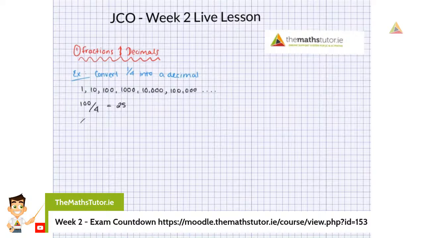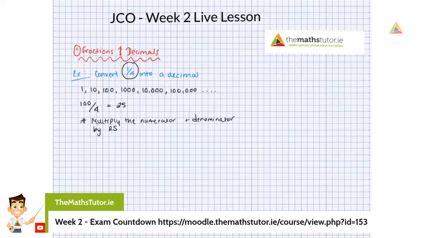So then what we need to do, and I'm going to put a star beside this, we're going to multiply the numerator, which is the top number, and the denominator, which is on the bottom, by that number, so by 25. Okay, so we're going to take this number here, so it's 1 over 4, multiply by 25 over 25. 1 by 25 gives you 25, and 4 by 25 gives you 100. And that's the fraction 25 over 100, and we can then convert that to a decimal. If you put that into your calculator, you get 0.25. That's how you do it.